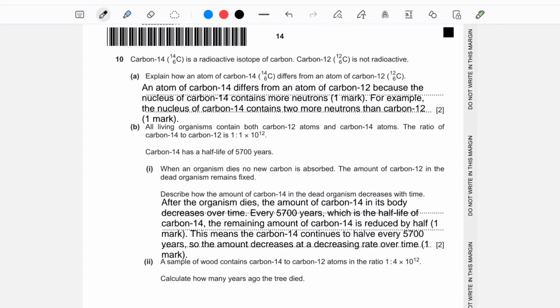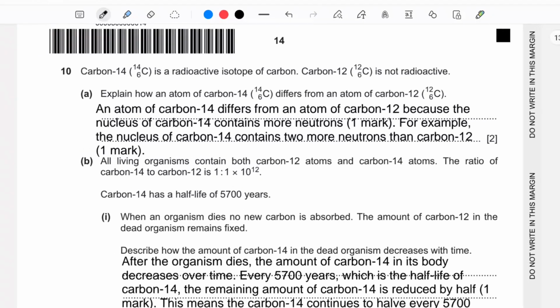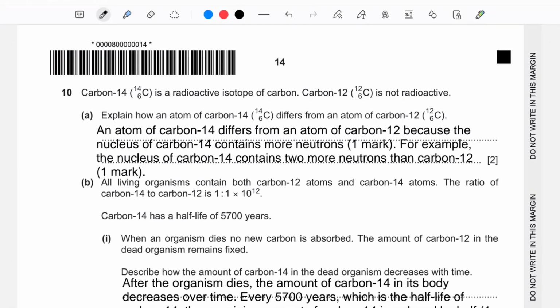Question number 10. Carbon-14 is a radioactive isotope of carbon. Carbon-12 is not radioactive. Explain how an atom of carbon-14 differs from an atom of carbon-12. An atom of carbon-14 differs from an atom of carbon-12 because the nucleus of a carbon-14 contains more neutrons. For example, the nucleus of carbon-14 contains 2 more neutrons than carbon-12.